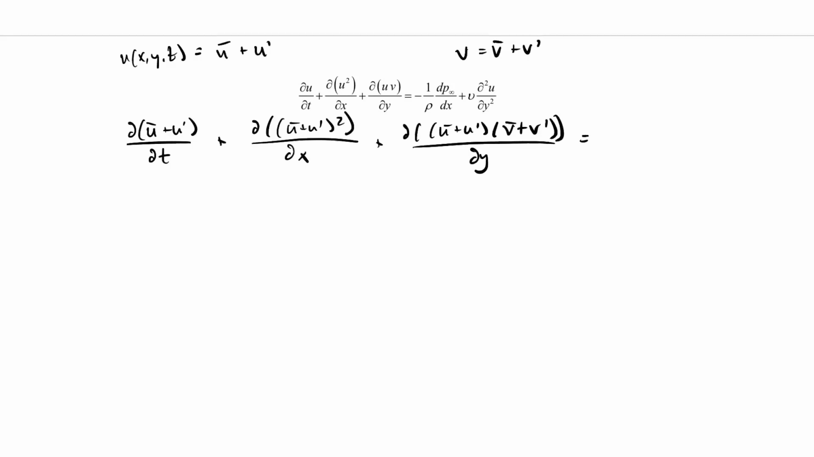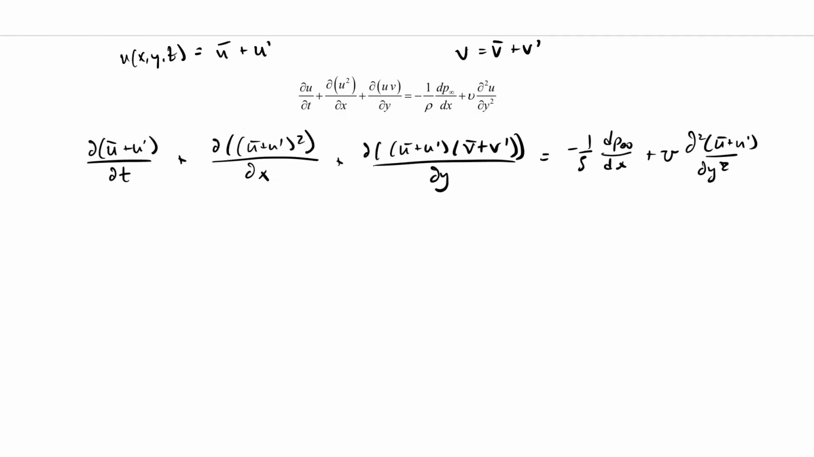And then on the right-hand side, everything else, well, it's almost everything else. So 1 over rho dp infinity dx plus nu times d squared of u bar plus u prime dy squared. Okay, so that's what we end up with, I think, after substituting everything in. Just move this over a little. Lots of writing.